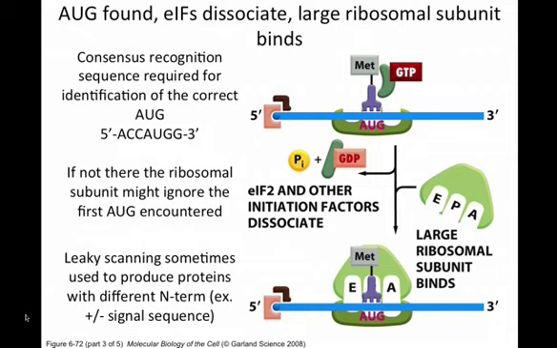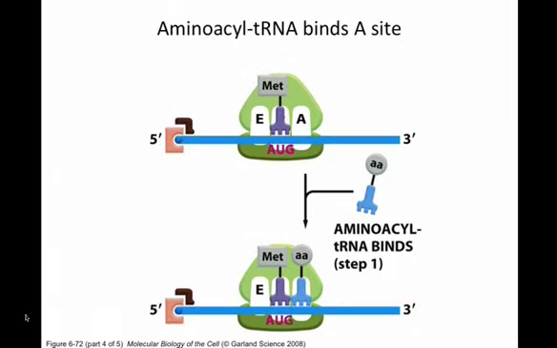Now sometimes you'll have this leaky scanning, which is used to produce proteins purposefully. So sometimes you'll pass through one AUG in preference for another one, sometimes not, and it'll do this purposefully to produce different proteins with different N terminus. For example, if there's going to be a signal sequence in one and not in the other, okay? Signal sequences send proteins to certain places.